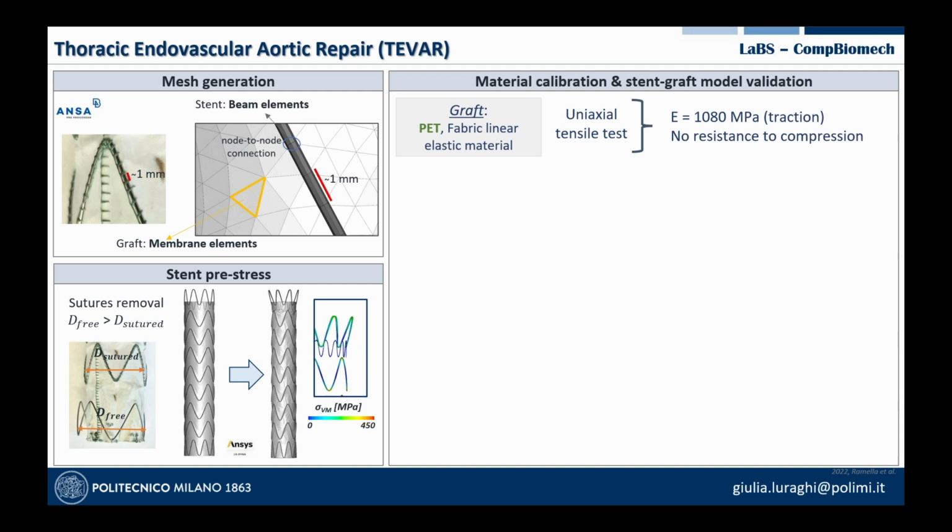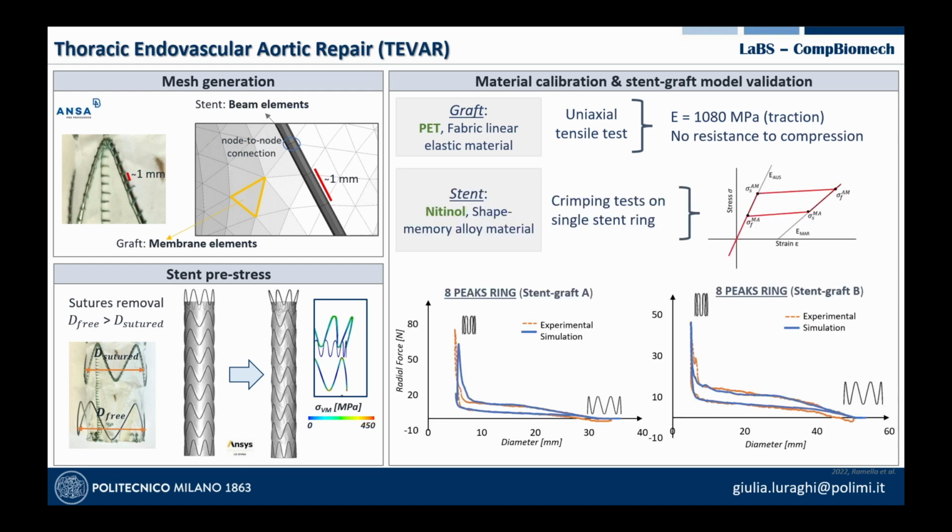In this application, I want to show the validation process that we built to run the final TEVAR simulation. We start by validating the materials. So we performed a uniaxial tensile test on the graft and a crimping test, first on the single stent ring, and in this way we tune and we calibrate the variables of the nitinol shape memory alloy parameters.